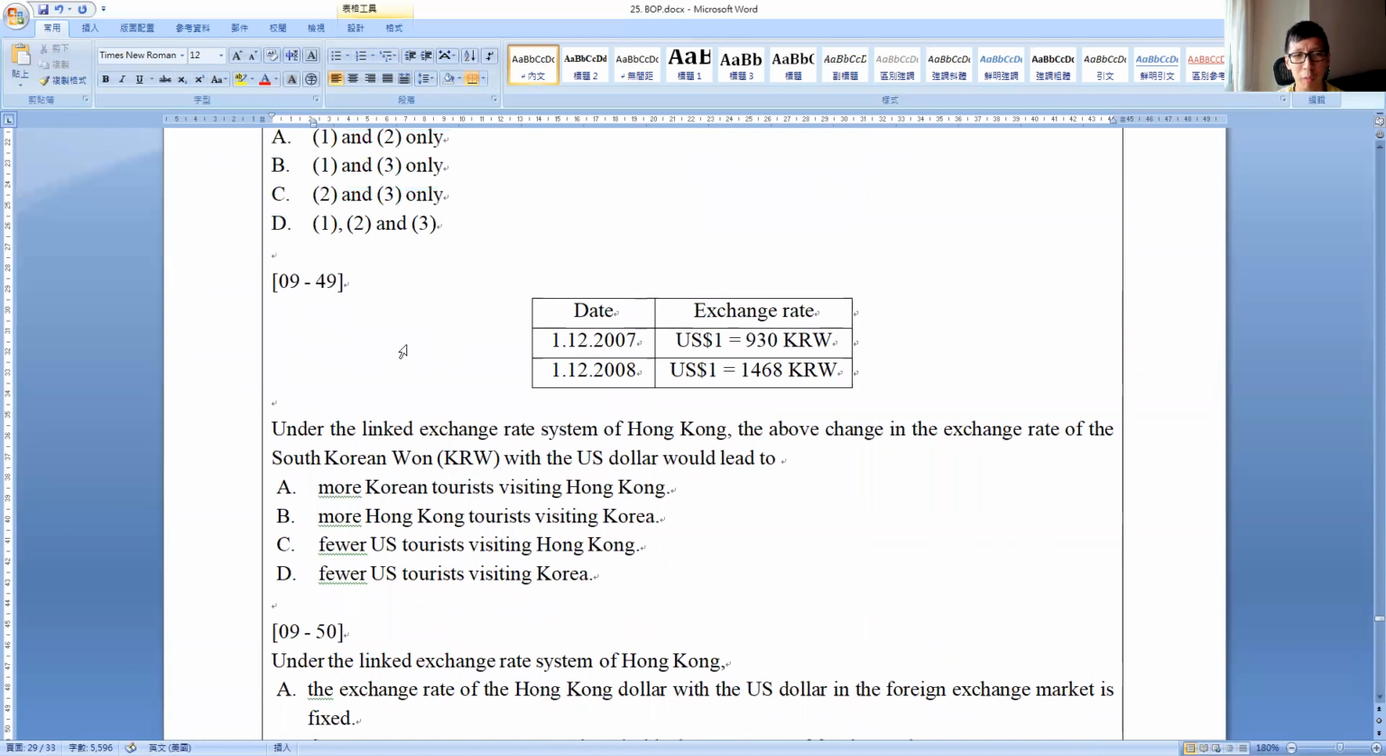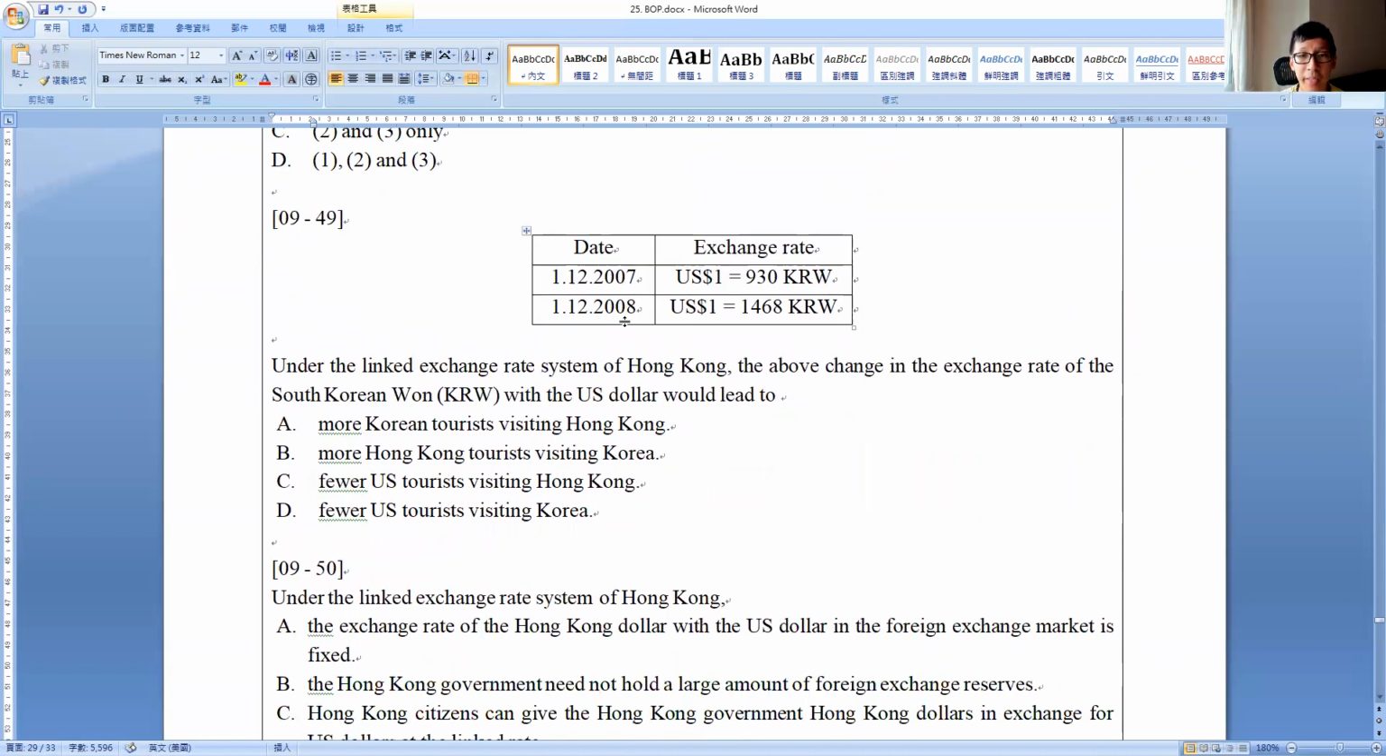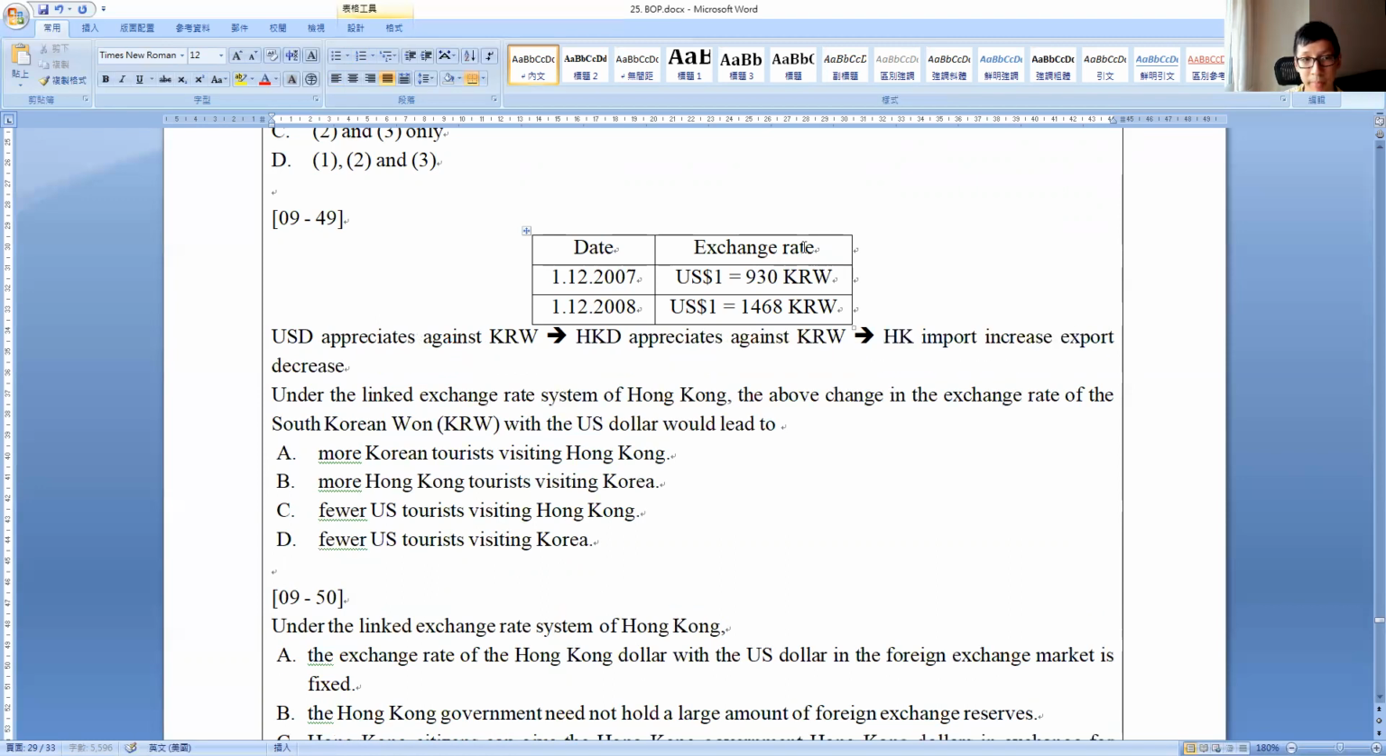2009, question 49. Again, here you are given a table, USD to Korean won. Here again, you see USD appreciates against Korean won. Equally well to say the Hong Kong dollar also appreciates against Korean won. Since our currency appreciates, Hong Kong import increases, export decreases. We will remember this.